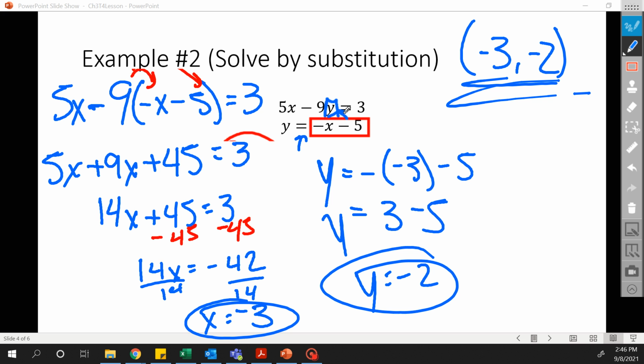Okay, so this can be a little bit faster than elimination. It can require less work. And if you can solve one of the equations for one of the variables, then this is very easy to do.